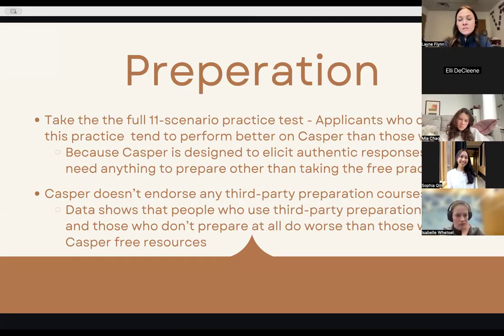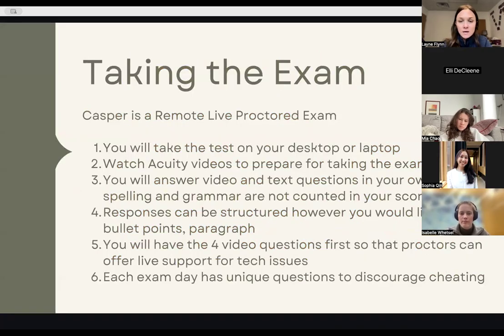Okay. And then this is just another note to say, you don't need to pay for any extra testing materials. Just use the Casper free ones.